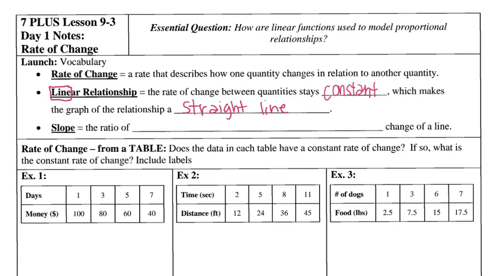And then the last word that we are going to look at, and like I said, we're going to look at a little bit more on day 2, but I do want you to be aware of the word slope. It is the ratio of the vertical to horizontal change of a line. So in parentheses, I'm also going to write rise over run. And like I said, we will get into a little bit more of that on day 2.